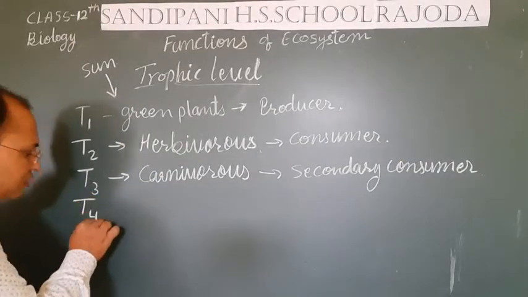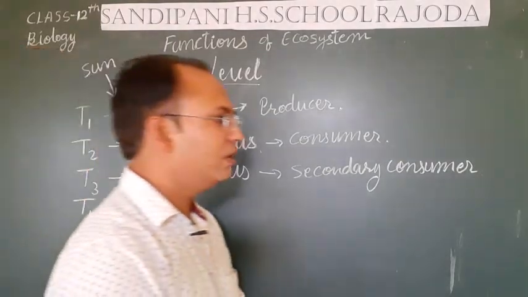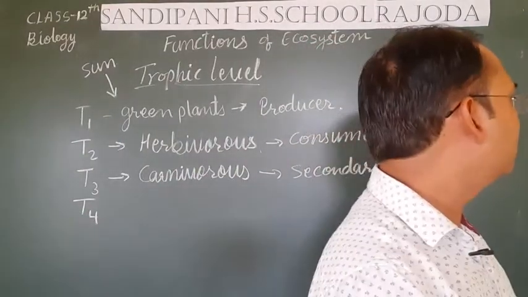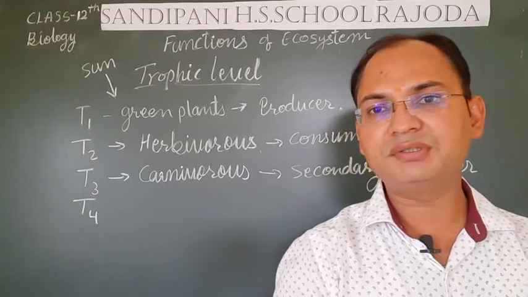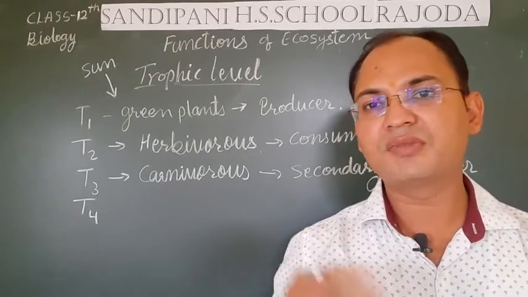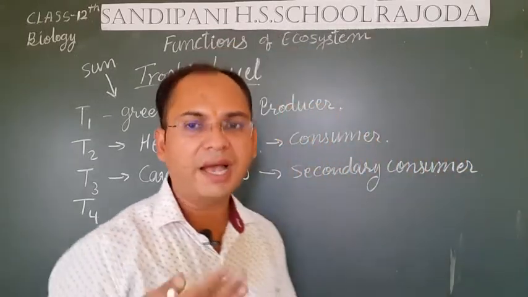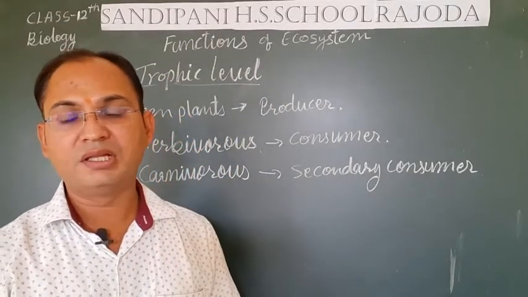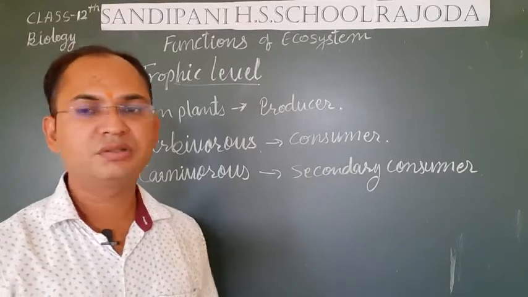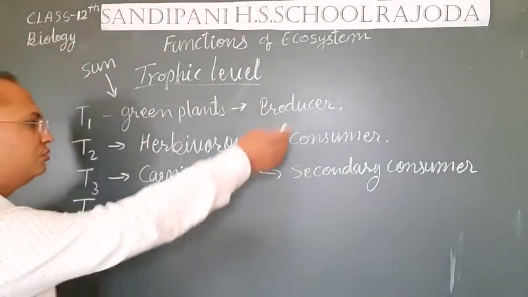Next is the fourth trophic level. In the fourth trophic level, the omnivores are included. Omnivores which only feed on other animals, which are only flesh eating animals. They are known as top consumers or tertiary consumers also.